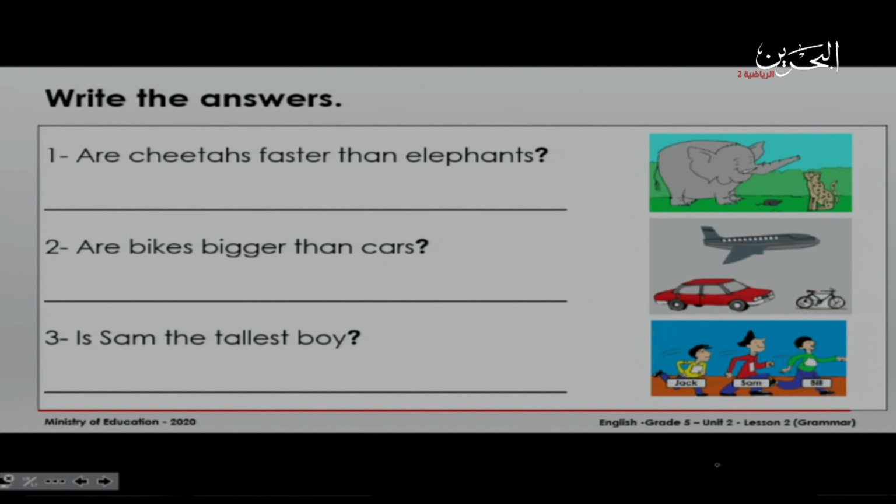In this activity, you have to look at the picture, read the question, and write your answer on your mini board. You have 5 minutes. Start.